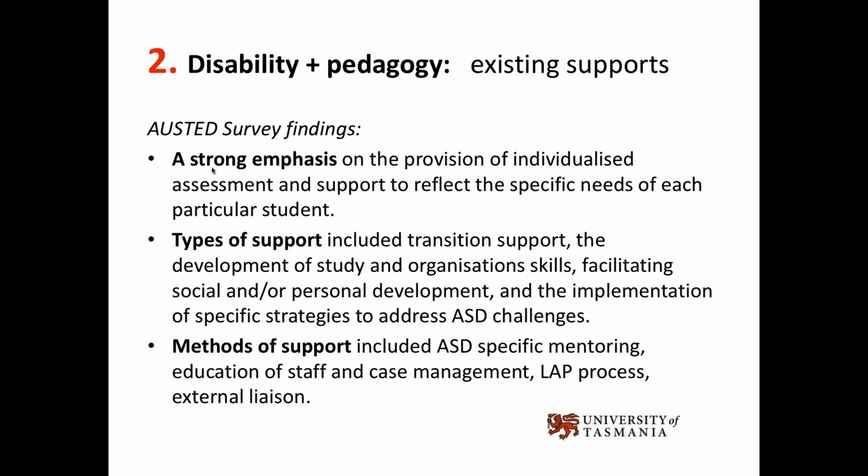Types of support that were normally included were transition support into university, focus on study and organizational skills, facilitating social or personal development, and the implementation of specific strategies to address some of the challenges that students with ASD experience. And the key methods included mentoring, education of staff, the learning access plan process, and in some cases external liaison.